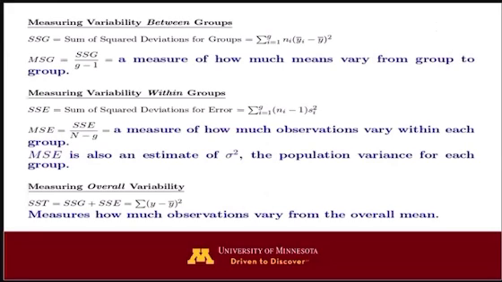If we're comparing means in more than two groups, there are two types of variation involved. The first one is variation between, and the second is variation within. And let me tell you this, the test statistic formula that we're going to use is actually the ratio of the variation between to the variation within.